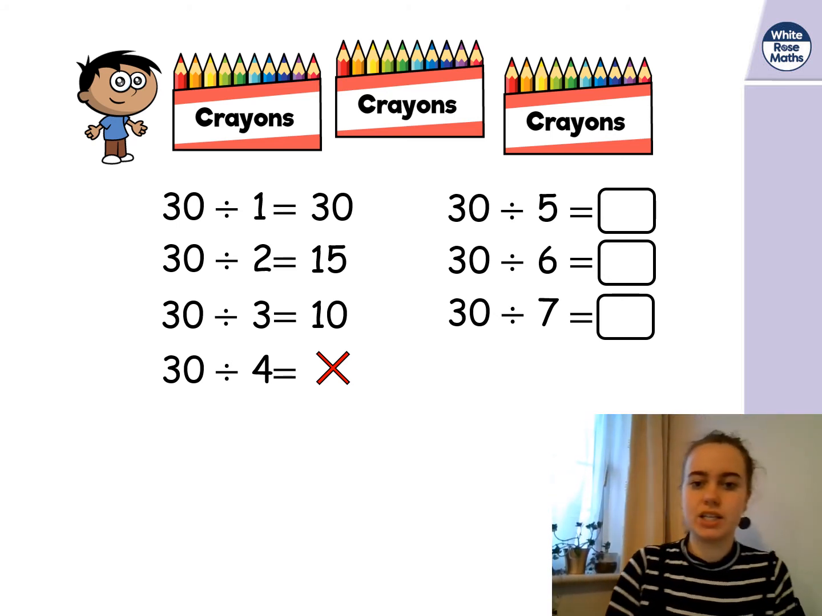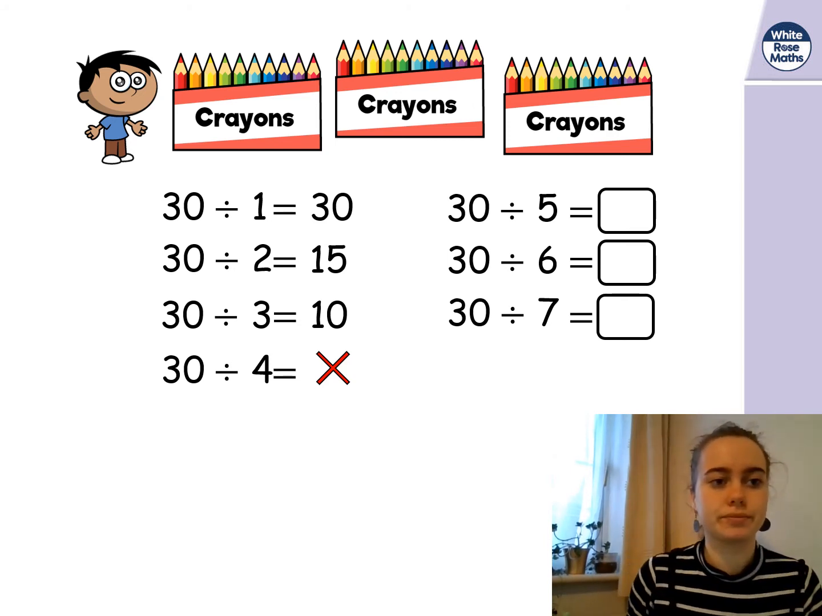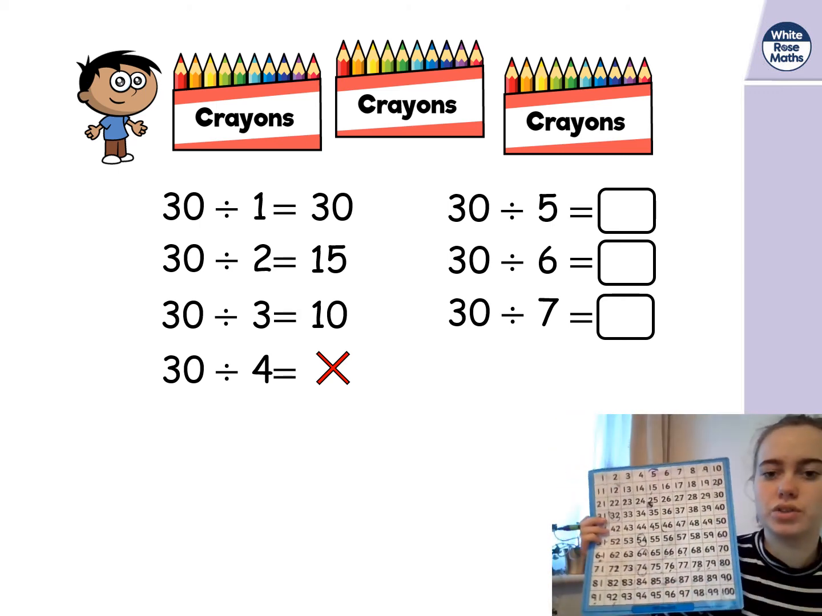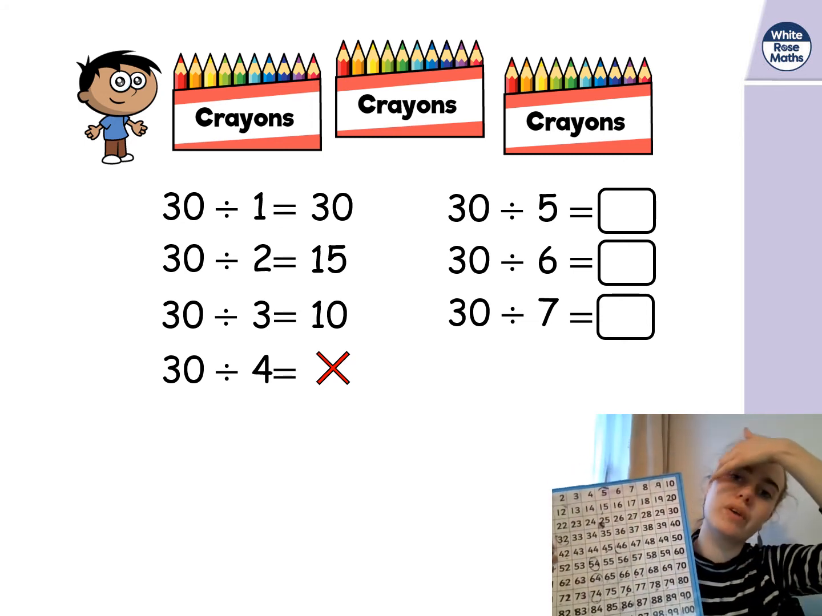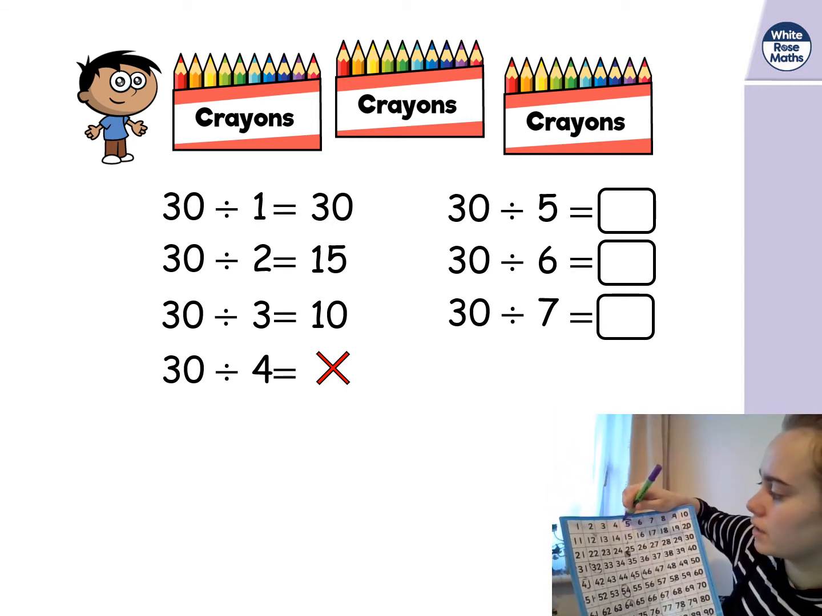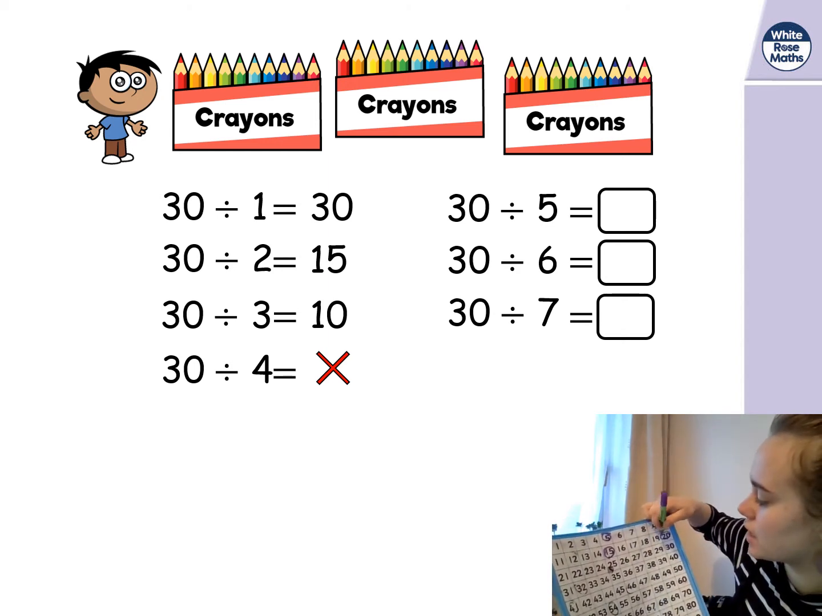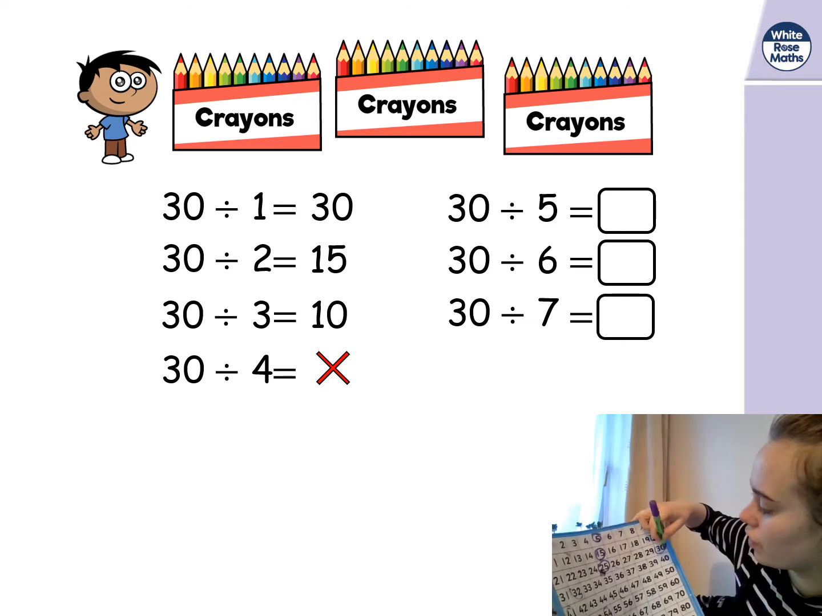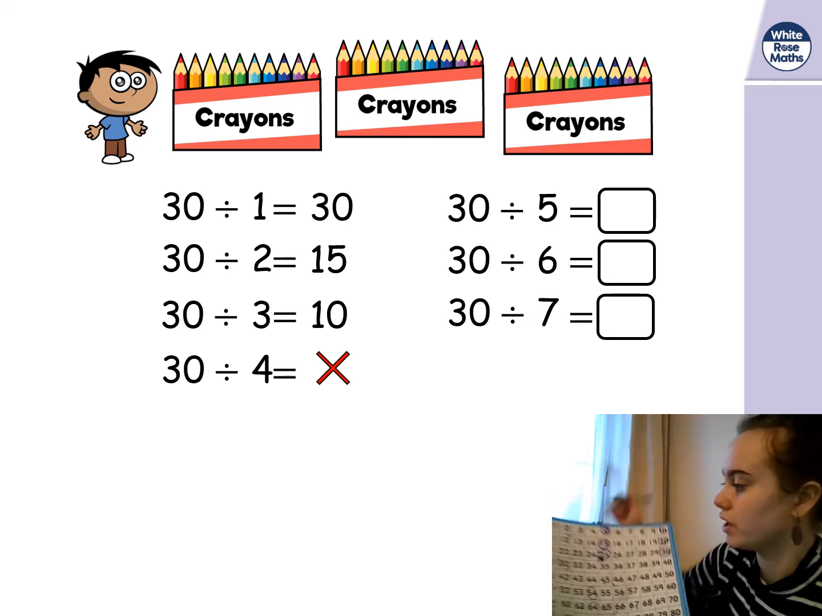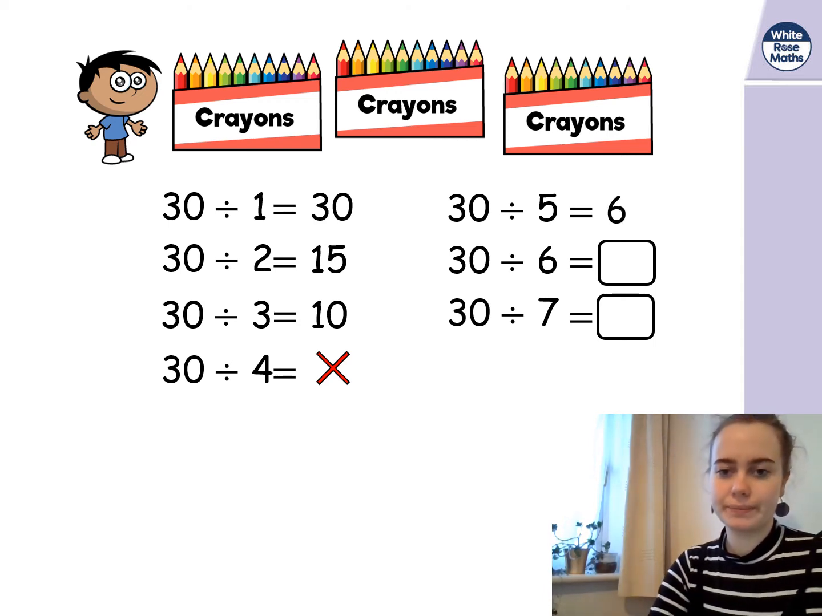So how about 30 divided by 5? Maybe this time you could try it on a number line. So on my 100 square, I am going to circle the numbers in 5s up until I get to 30. So that's 5, 10, 15, 20, 25, 30. So I've circled up in 5s until I've got to 30. How many groups of 5 did I get? I got 1, 2, 3, 4, 5, 6 groups of 5.